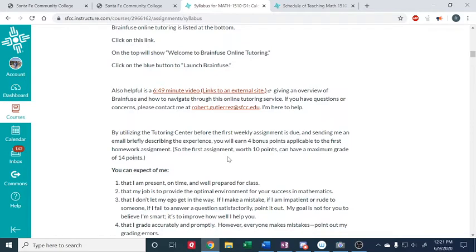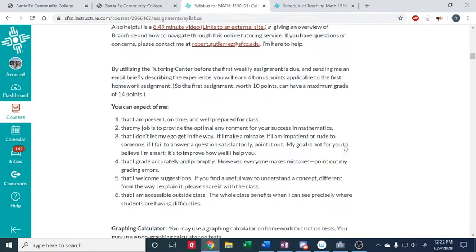So what I'm really doing is trying to encourage you to check out BrainFuse once, because when you need it, you might be too anxious to want to figure out how it works. But if you do it when you don't need it, and just have the experience, and have them check one problem, say, hey, I'm not sure that I have this one right, or something like this, that will get you 4 points. And it'll make it so that when you need it, you're comfortable doing it.